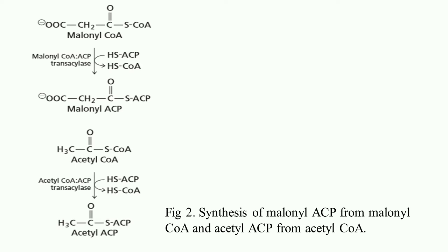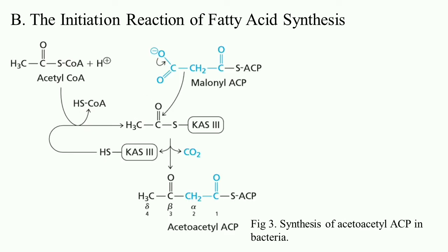Synthesis of acetyl ACP consists of one step. Acetyl-CoA ACP transacylase transfers ACP from HS-ACP to acetyl-CoA, forming acetyl ACP and releasing HS-CoA. Next, a 2-carbon unit from acetyl-CoA is transferred to the Cas3 enzyme. The enzyme then transfers the 2-carbon unit to the end of malonyl ACP, forming acetoacetyl ACP and releasing CO2.